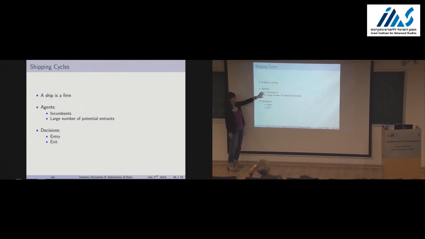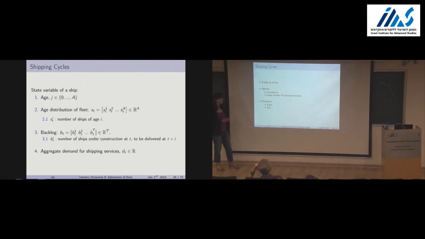And then there is going to be a large number of potential entrants. And it's an excuse to also show you a different entry model. And it's going to simply be entry and exit decisions by these firms. The state variable is going to include an individual state, which is going to be the age of the ship. So as the ship gets older, its operation deteriorates and its costs increase.